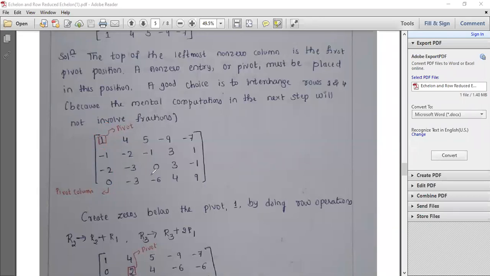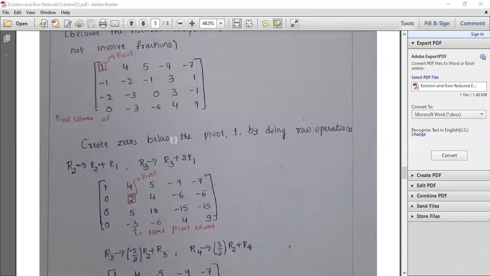Once you do this, next is what? We have to make these terms 0. Fine. So we will go ahead with the next calculation. Create zeros below the pivot 1. So this I have to make 0. What I do now? R2 changes to R2 plus R1. This is minus 1. If I add this, it will become 0. Here it is minus 2. If I add plus 2 to this, then it will become 0. That's what I'm doing here. R2 changes to R2 plus R1. R3 changes to R3 plus 2 times R1.